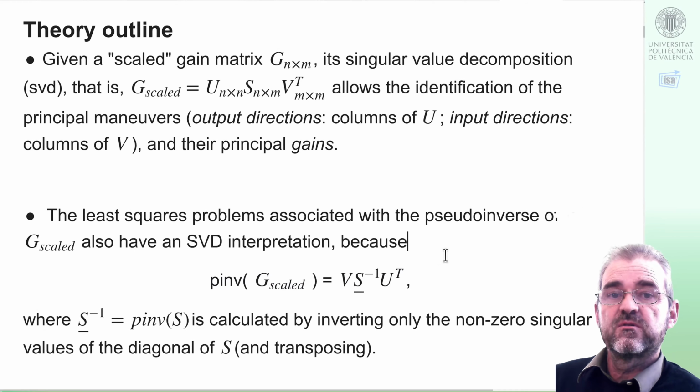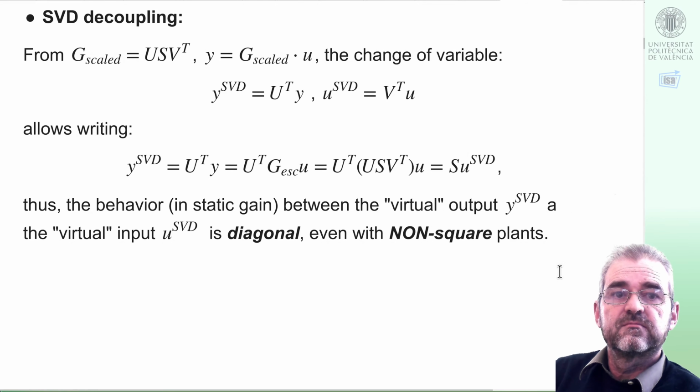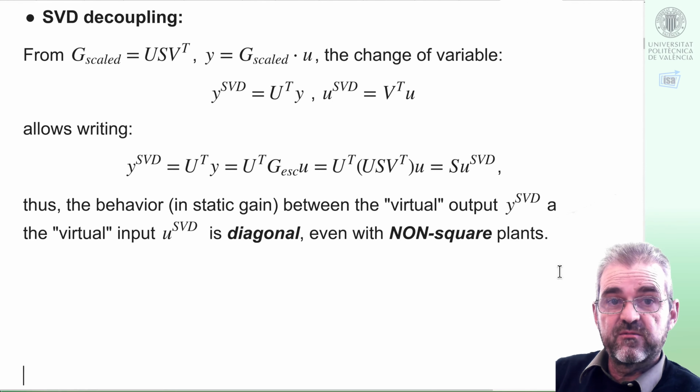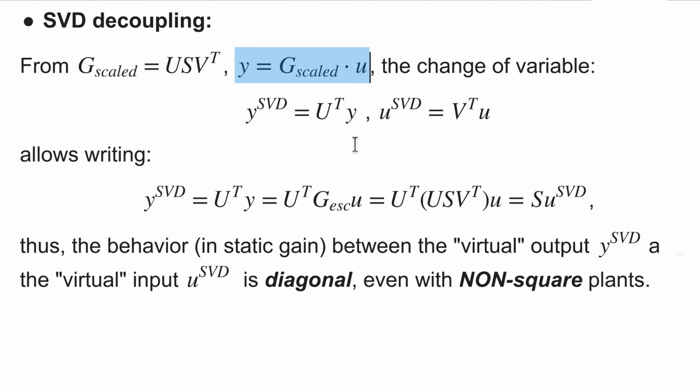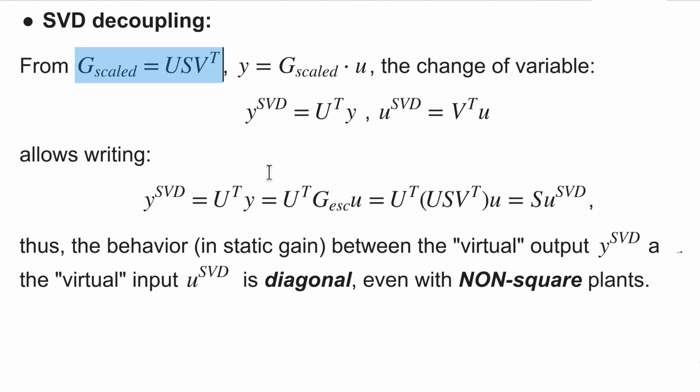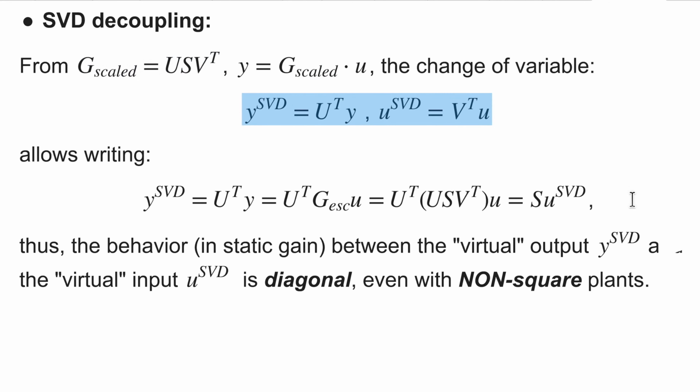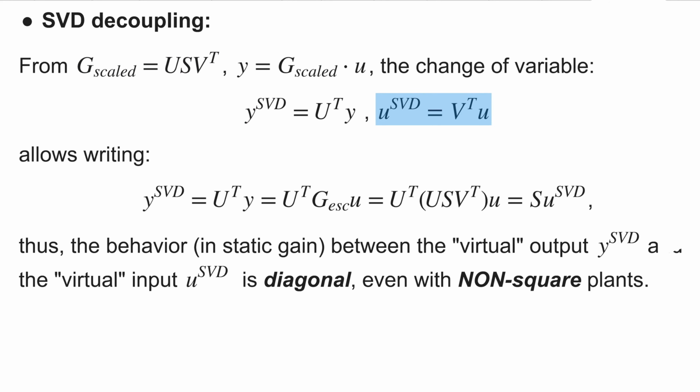Once we have this review on what principal maneuvers are, we'll now consider what is called singular value decomposition based decoupling, or SVD decoupling in short. What does this mean? Well, I have my gain matrix with suitable scalings, and I compute its singular value decomposition like this. And now we will imagine this change of variable. There will be some observations on this change of variable we'll discuss later on, because we'll actually implement the inverse change from U SVD to U, but we'll leave it for the moment being.